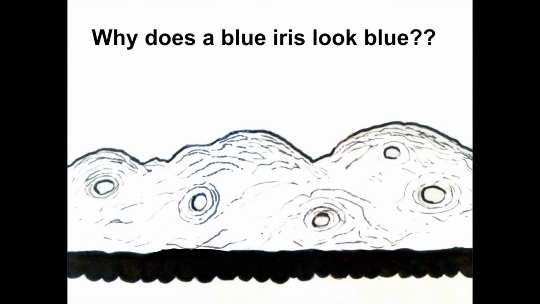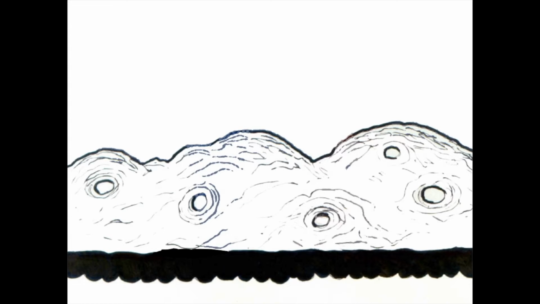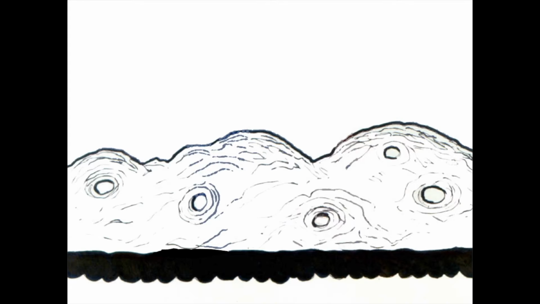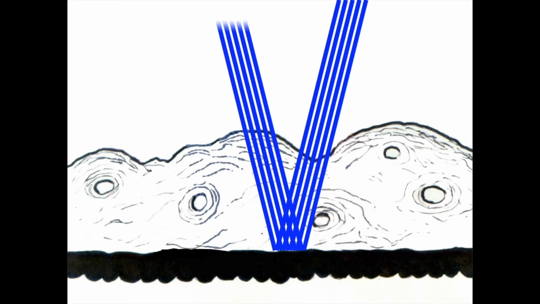Blue irides appear blue due to the Tyndall effect. Longer, less energetic wavelengths of light are absorbed or dispersed by the iris stroma. Only the shorter blue wavelengths of light have the energy to return to the observer's eye.